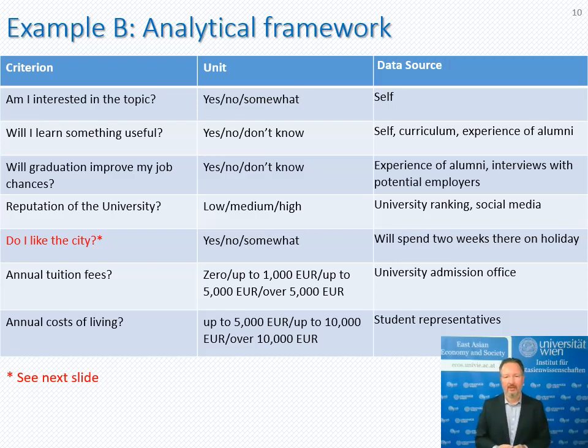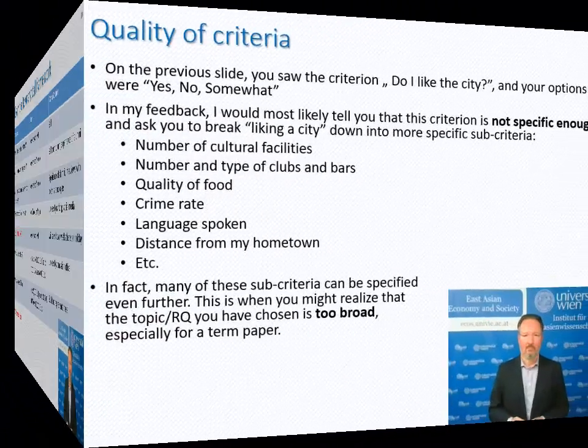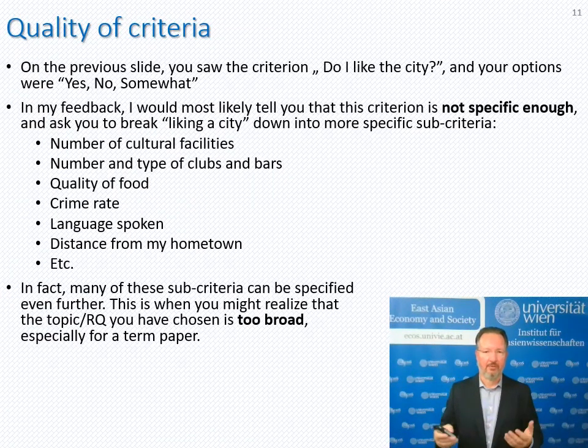There is one highlighted in red, and I'd like to spend a bit more time talking about this on the next slide. Do I like the city where this master's program is offered? I actually think that for some of you that has been an important criterion. I mean, going to Vienna is actually a very good idea. It's a nice city. There are other very good universities that suffer from being located in a much less attractive place. Well, of course, we are not talking about the qualities of Vienna here or why you've chosen your master's program. This is just an example to show you how the analytical framework should function.